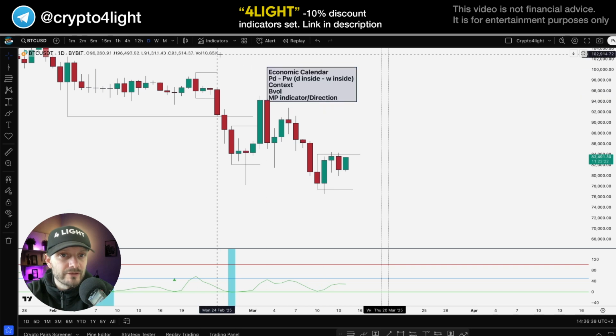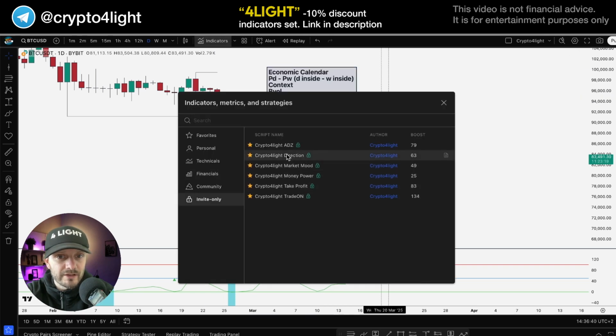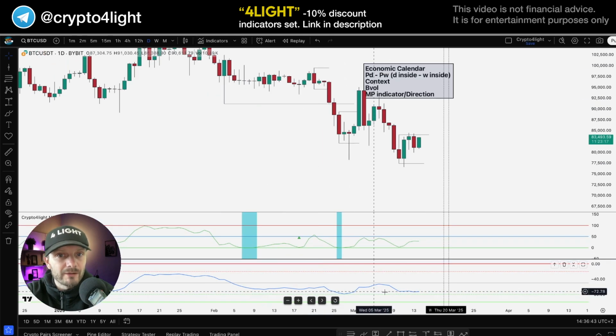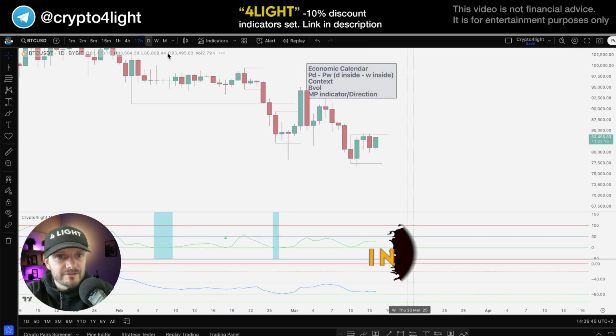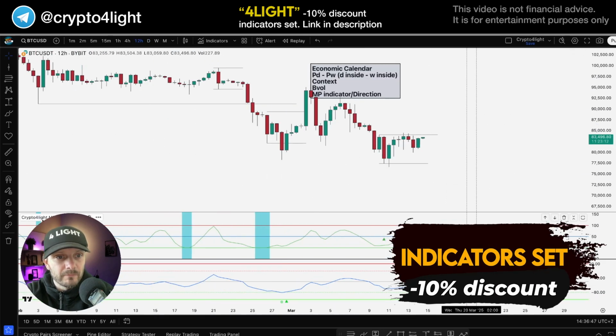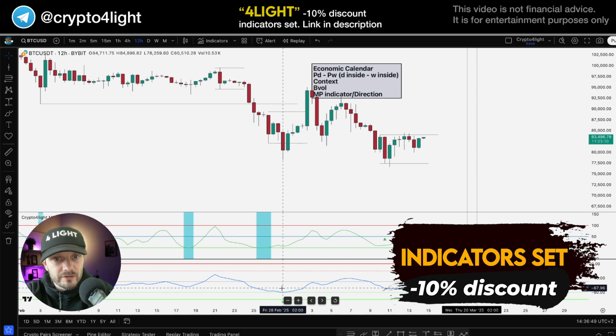I mentioned also the direction indicator. Sometimes I use it like additional also for accumulation, right? But mostly I use the money power. And here, yes, we got that accumulation.